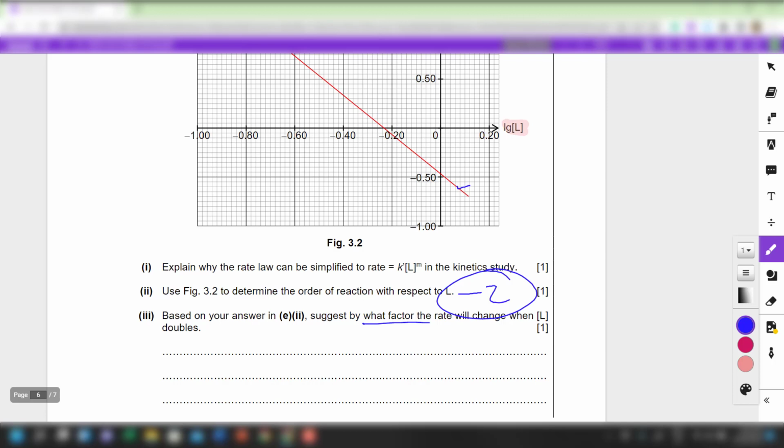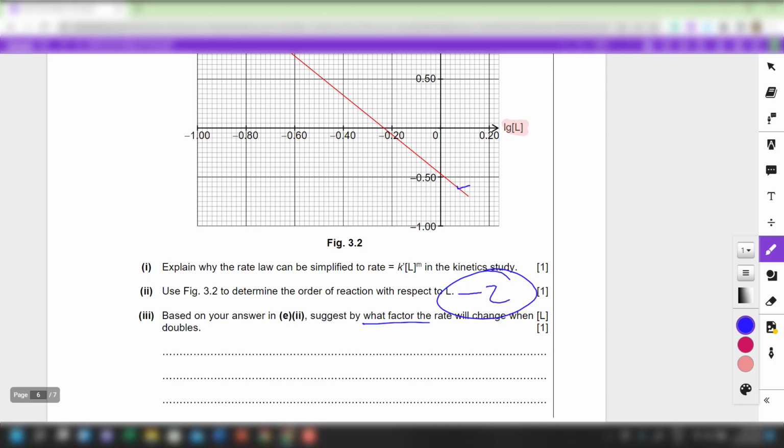The easiest way to answer this question is just to say that when L doubles, the rate will be reduced to a quarter of its original value. Please do not say things like it is reduced by 75%, or the rate becomes times 1/4 or times 3. It's very difficult to imagine sometimes. So just write it out properly in English: reduced to a quarter of its original value. I think that will be a perfect answer.